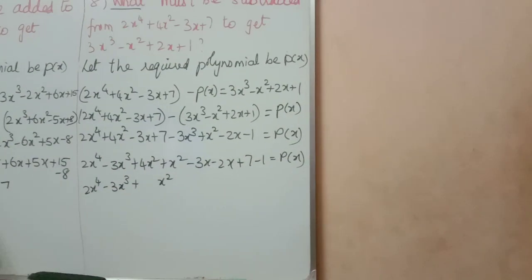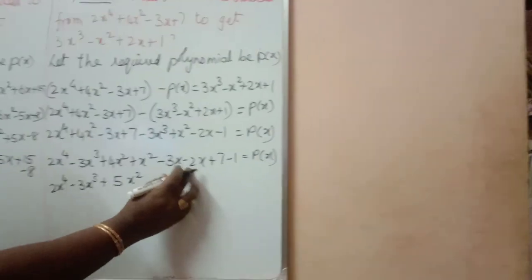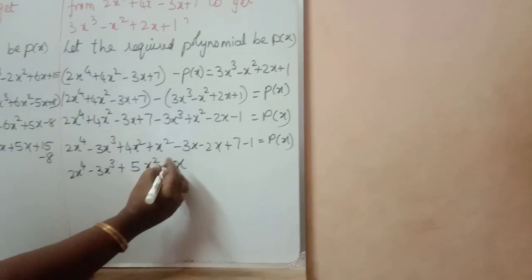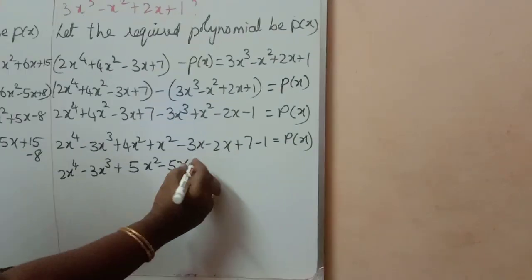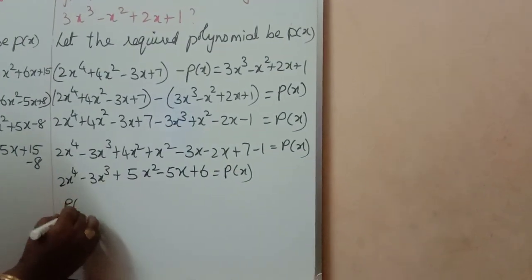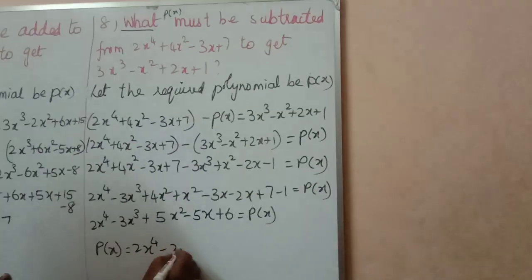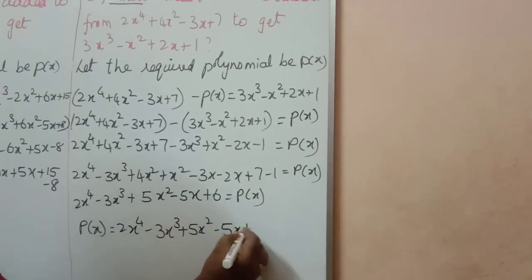Plus 4 plus 1, so same sign, add and put the same sign, plus 5. Then write x: minus 3 minus 2, same sign, add 5 and put the same sign, minus. Then plus 7 minus 1, plus 6. This is the required polynomial. So we can write p of x equal to 2x power 4 minus 3x cube plus 5x square minus 5x plus 6.